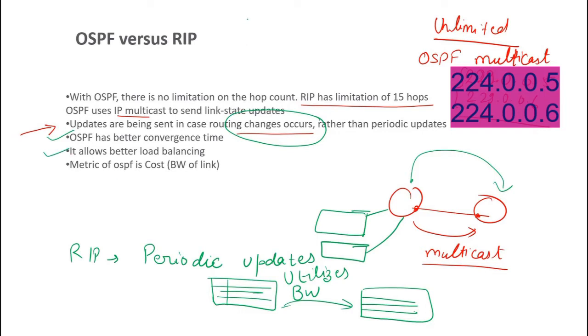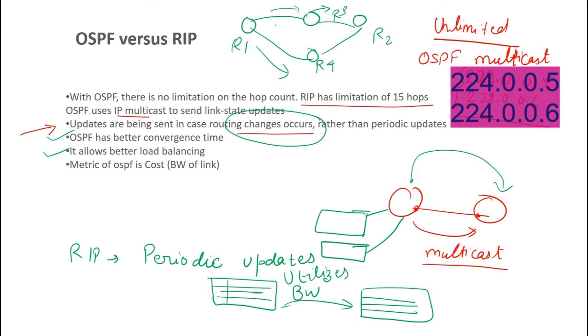Load balancing is like whenever we are having multiple paths. Suppose this is R1, this is R2, this is R3, and this is R4. We have routers with this kind of connectivity, and if you want to reach from router 1 to router 2, you have two paths, right? So this is called load balancing.